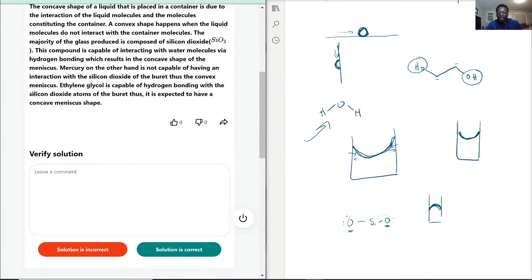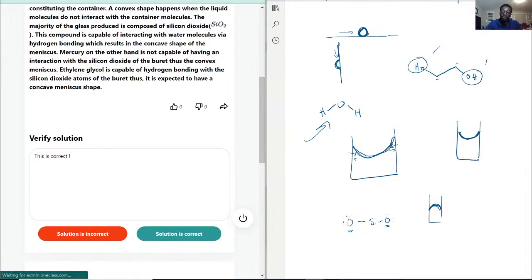Mercury, on the other hand, doesn't care. It's unfortunately an element, and elements are content to be themselves and want to hang out with themselves. So they'll just form metallic bonds with themselves. And ethylene glycol, as they say, is capable of bonding with the silicon dioxide because of the hydrogen bonds it contains. It has a polar part as well, in this case specifically referring to the hydrogen bonds I mentioned. So because of that, it's also expected to have a concave meniscus shape. So this is correct as well.